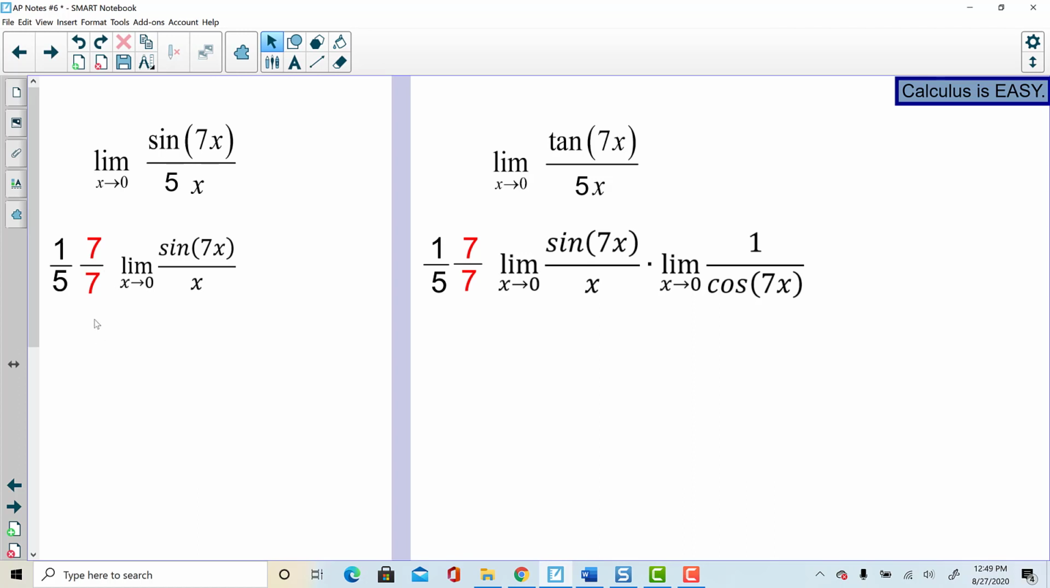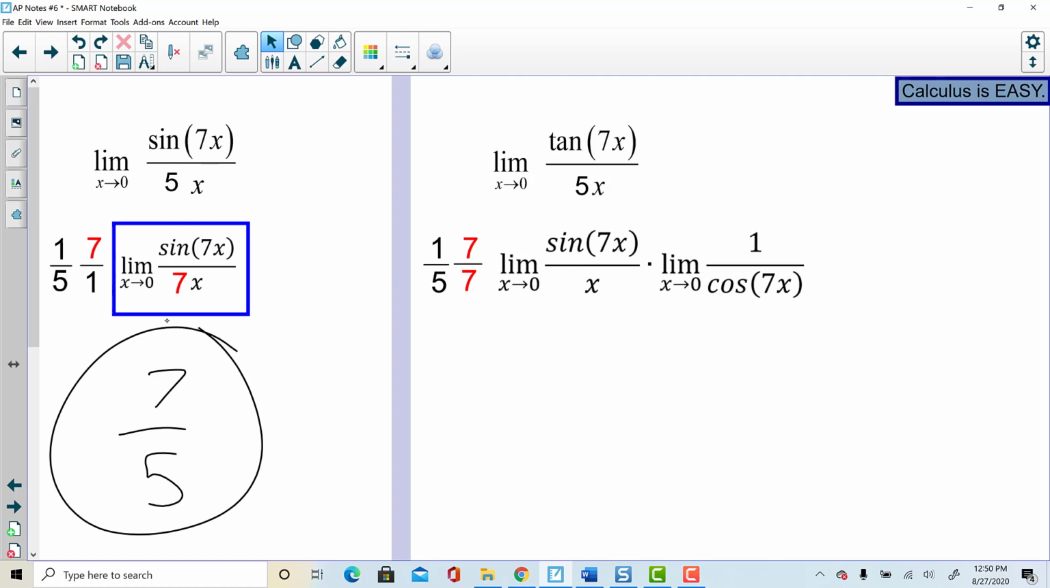But we need a 7 on the bottom, so we're going to take one of these 7s and bring it inside here. It's just a constant, so it can come in or it can come out. Now what you see in the blue box is just going to equal 1. If you remember, the original rule said sine of x over x. But as long as it's the exact same angle, in this case 7x, then it will still cancel to 1. After canceling what's in the blue box, we're left with 7 over 5. And that's your final answer for that one.